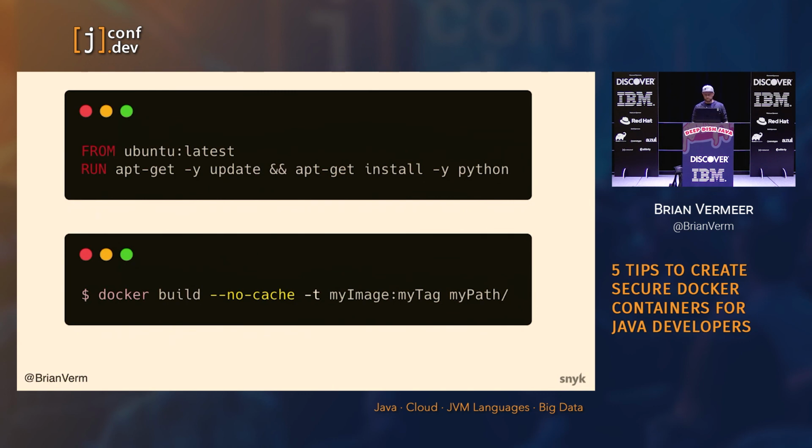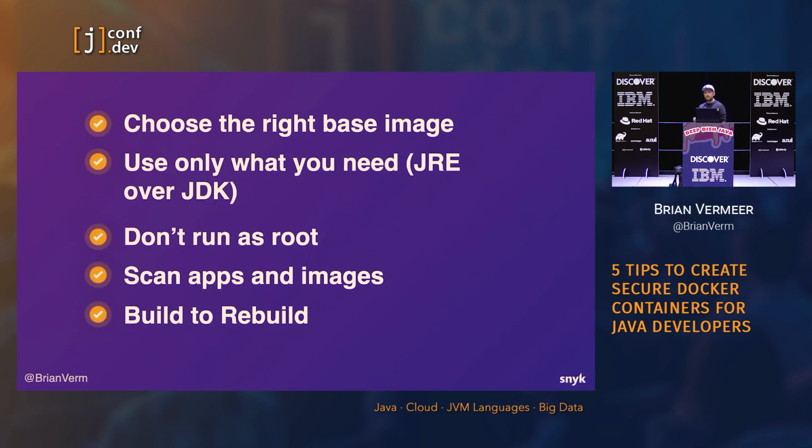Easy. Well, let's sum it up, because we are already almost at the end of this talk. The 5 things were: choose the right base image that actually fits your application. Choose only what you need. Do you need the full JDK? Do you need Maven? Do you need your source code in your image that goes to production? Probably not. Maybe a Java runtime is enough with your build artifact.